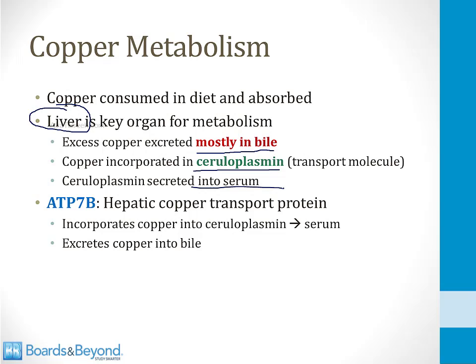Inside of hepatocyte cells, there is a very important protein called ATP7B. This is a hepatic copper transport protein. It has the letters ATP in it because it functions as an ATPase. And this protein can incorporate copper into ceruloplasmin so that it can be released into the serum. In addition, it can transport copper into the bile so that it can be excreted.